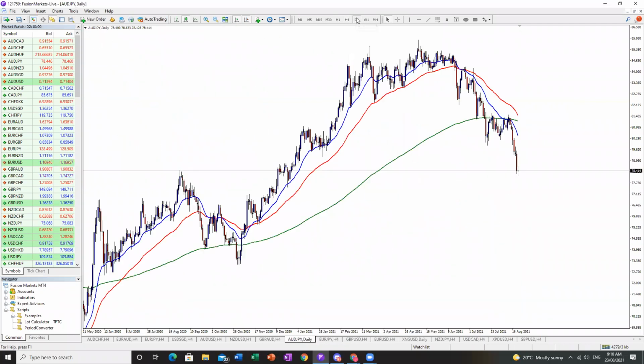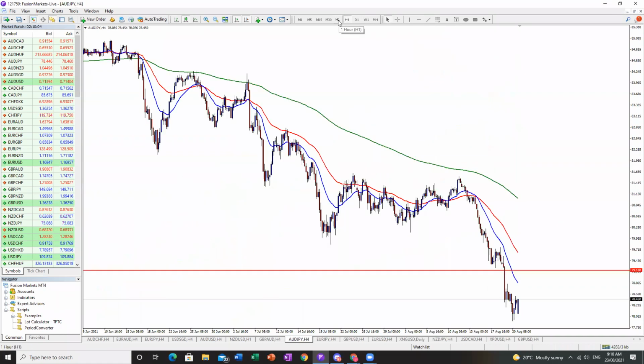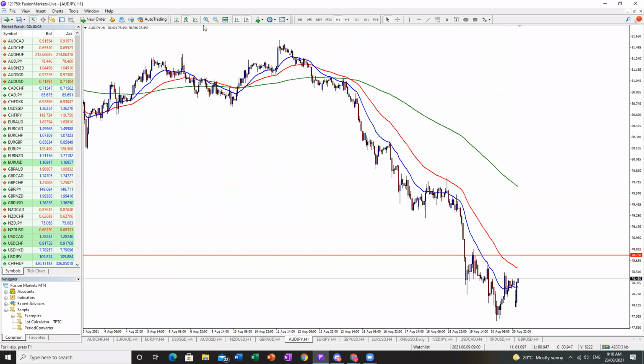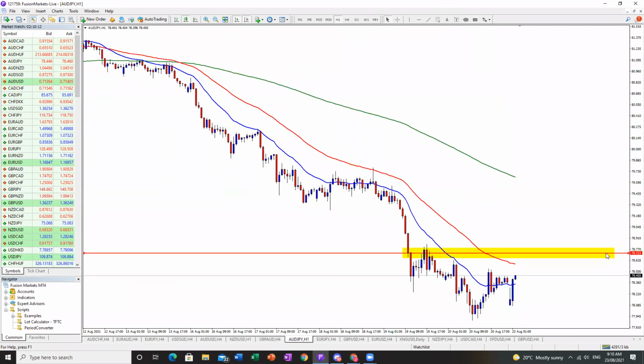Aussie yen. I took a trade on this one last week as well. Made a nice profit. This one I'll be looking to re-enter at this level there. So that's the little golden zone there. So price comes up, rejects. Bearish engulfer, look at going short.